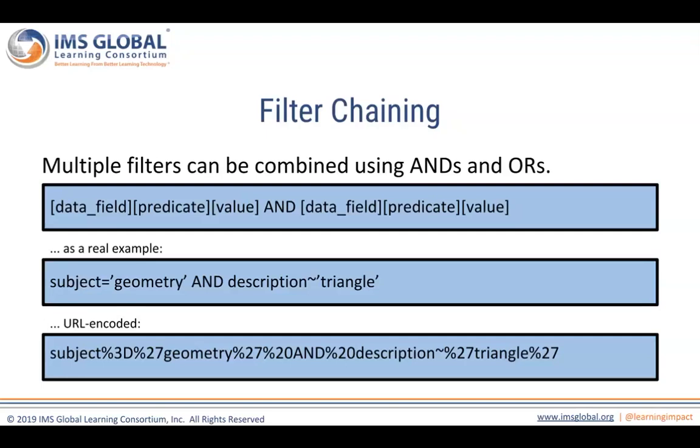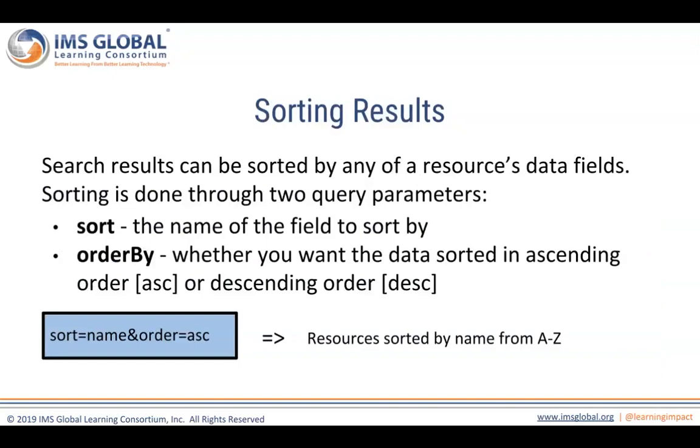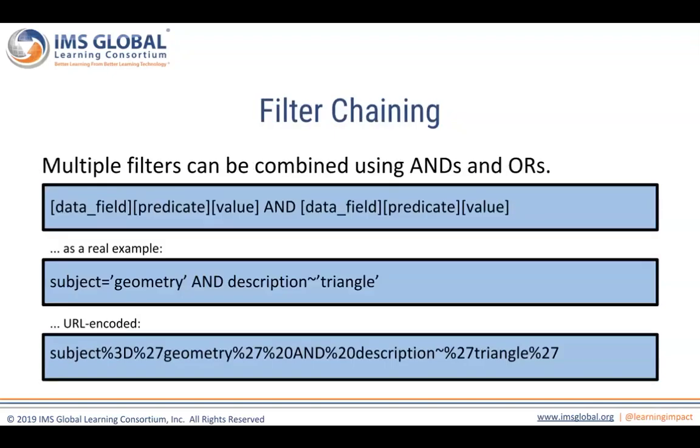And then just like before, to run the search, you are going to tack this on to the end of the URL, the question mark filter equals, and then this. When you run your GET, the repository is going to return to you the results whose subjects are geometry and whose descriptions contain triangle. So this is how to construct complicated queries.